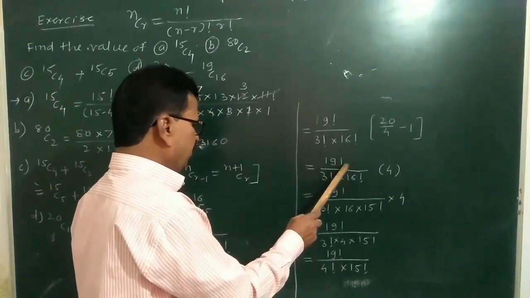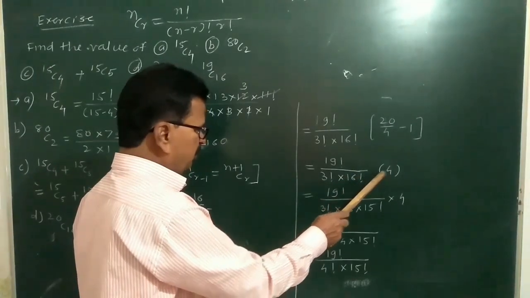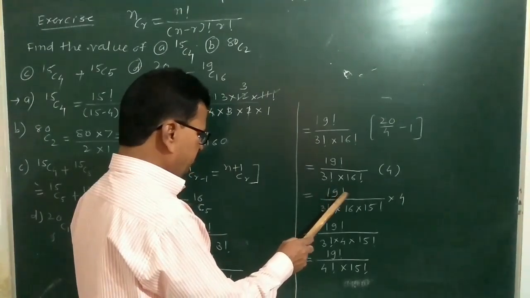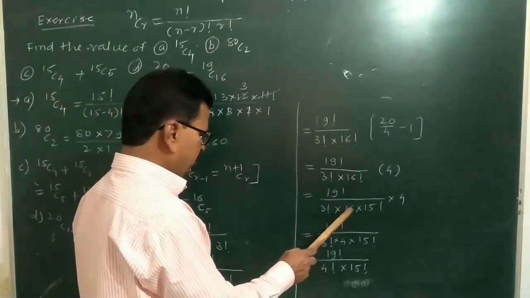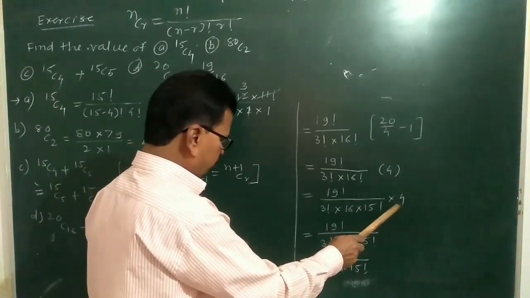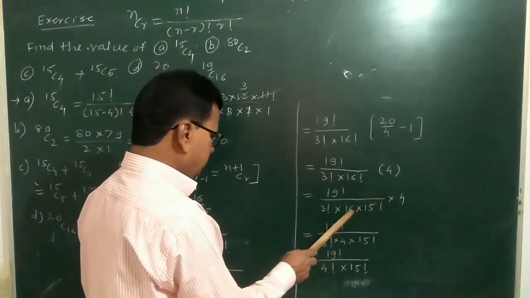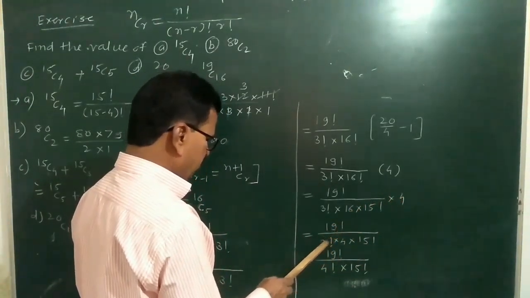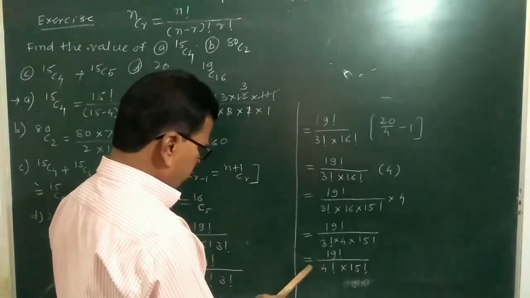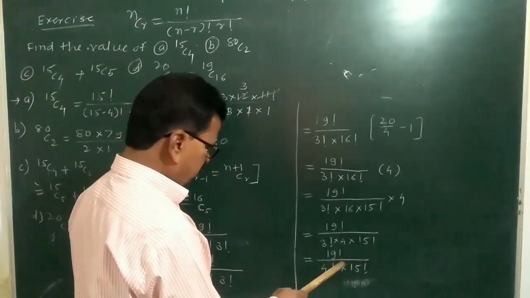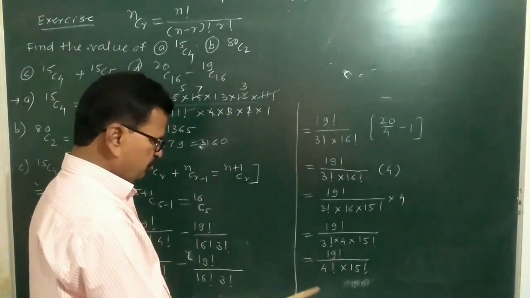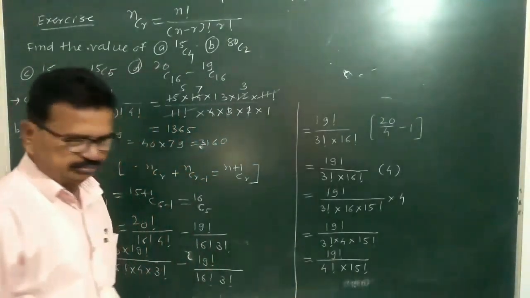Is equal to 19 factorial upon 3 factorial into 16 factorial into 4, which is 19 factorial upon 3 factorial into 16 into 15 factorial into 4. 4 4s are 16. 19 factorial upon 3 factorial into 4 into 15 factorial is equal to 19 factorial upon 4 factorial into 15 factorial. This is the required answer.